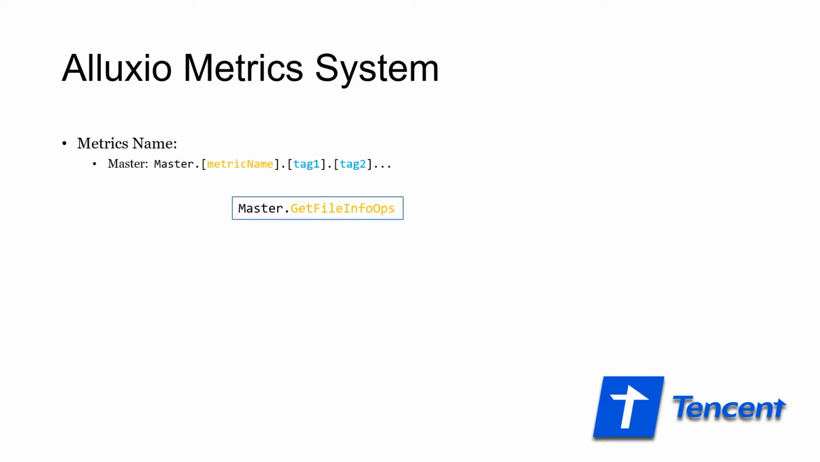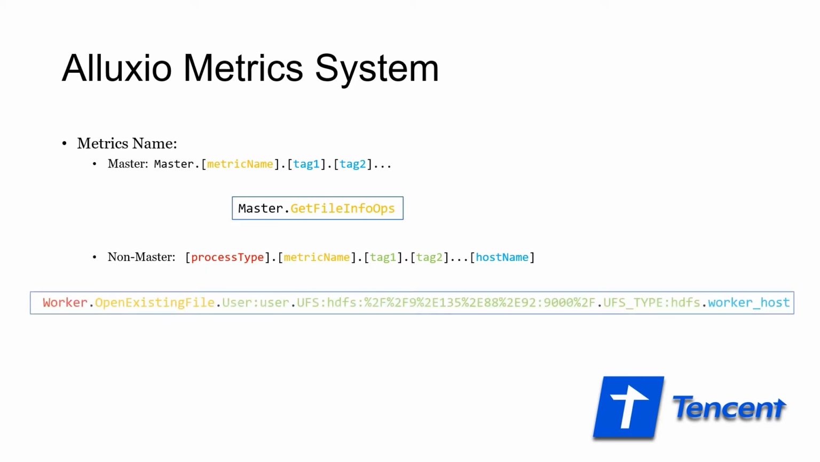The second type is for non-master metrics, for example the cluster metrics or the worker metrics, which are combined from the process type, the metric name, the tags, and the host name. For example, this is the open existing file metric for workers. The process type is worker, and the metric name is open existing file, followed by three tags: user, the UFS location, and the UFS type. And the last part is the host name of the worker. Okay, this is how metrics are named.